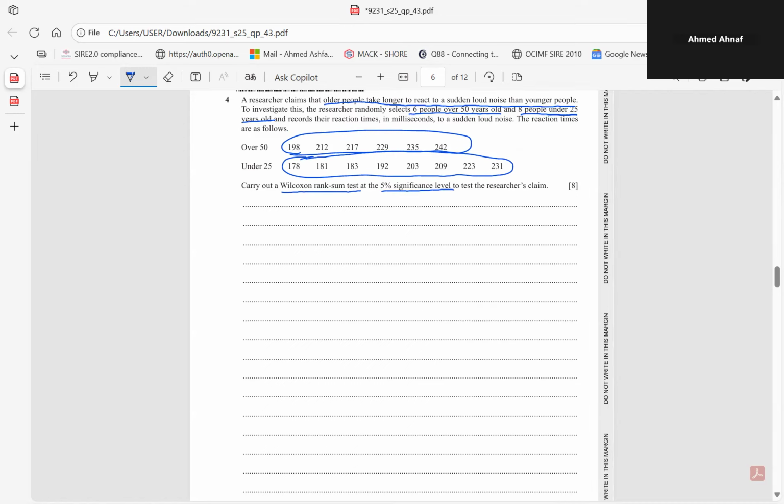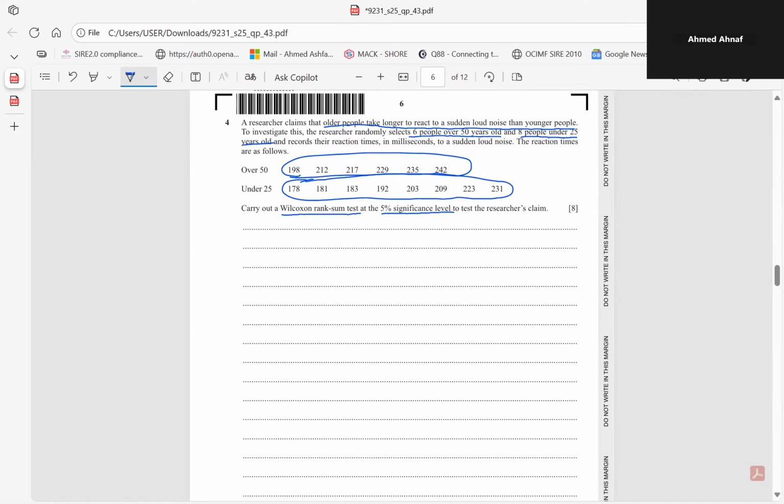Okay, so first of all, just like any other statistical test, we're supposed to state our null and alternative hypotheses. The researcher wants to research whether older people take longer to react to loud noise than younger people. So we're going to call the median reaction time for old people, those over 50, my, and for those under 25, mx.